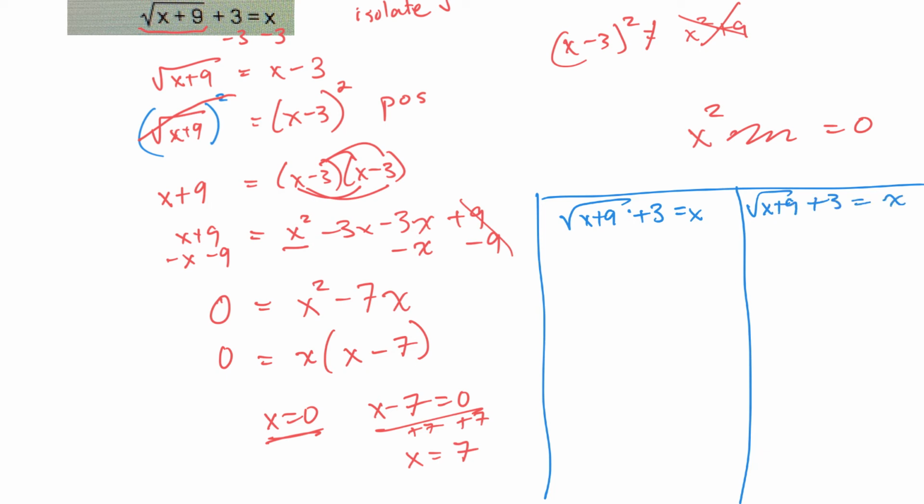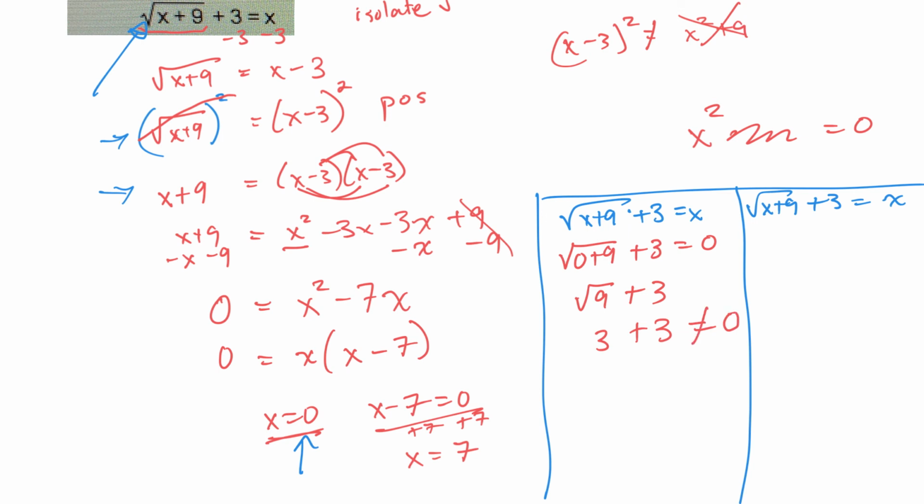Notice I'm going right back to the original equation. I'm not going to anything that I did some work on. I'm going right back to the original. So let's try 0. So let's put a 0 in everywhere we see an x. So I have square root of 0 plus 9, plus 3 is equal to 0. So 0 plus 9 is 9. The square root of 9 is 3. And 3 plus 3, not equal to 0. So therefore, x is equal to 0 is not an answer.